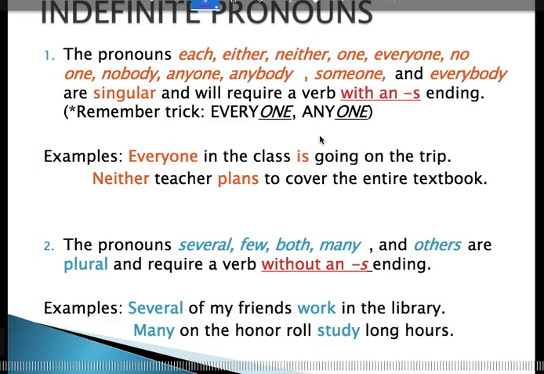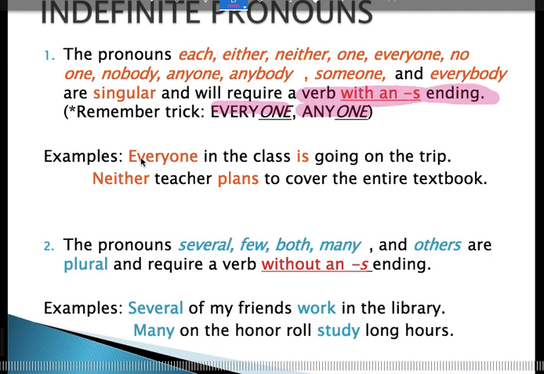All right. So a couple other things to note. Those indefinite pronouns. So those are the ones and the bodies. So we talked about these: everyone, no one, nobody, either, neither, anyone, anybody. These are all still singular. So they will require a verb with an S ending. So remember the trick. Every one person, any one person, every single body, any single body. So to remember that those are singular, use that trick, and therefore they'll need a singular verb, which means that it will have an S ending.